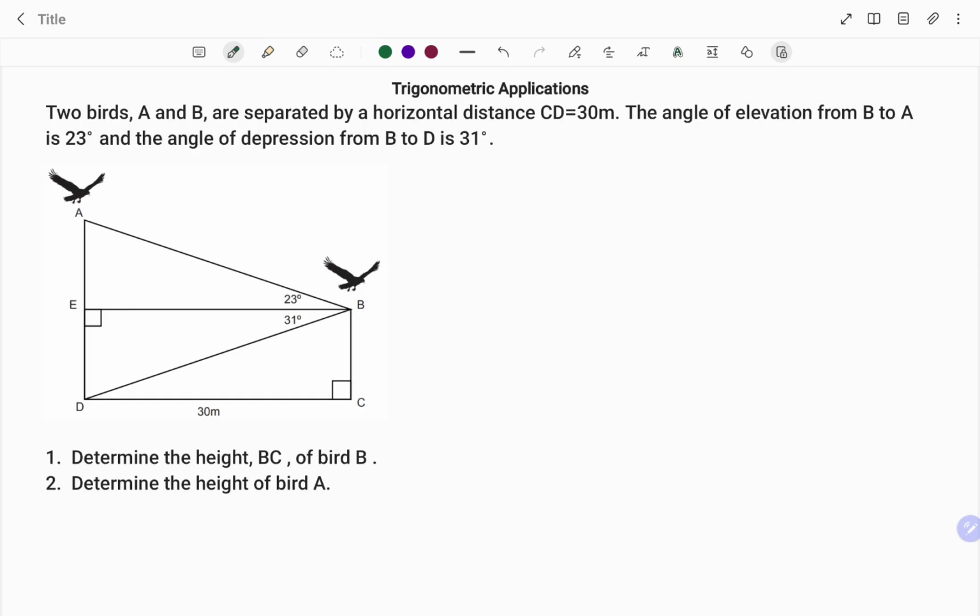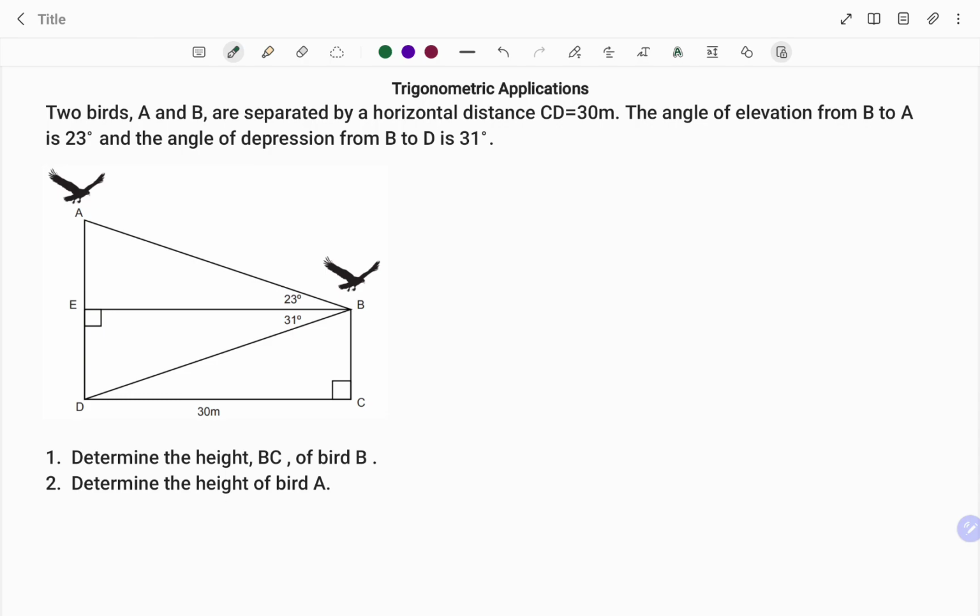For the first part, we have two birds, A and B, separated by a horizontal distance CD equals 30 meters. The angle of elevation from B to A is 23 degrees, and the angle of depression from B to D is 31 degrees. The first part of the question says determine the height BC of the bird B, and the second part, determine the height of bird A.